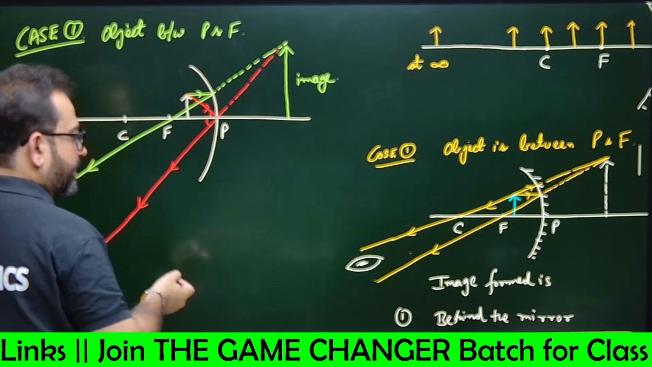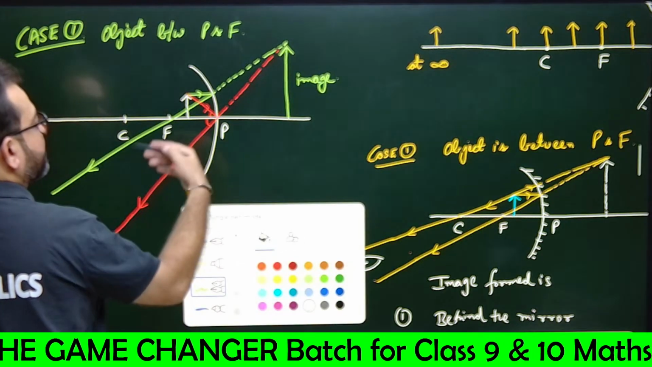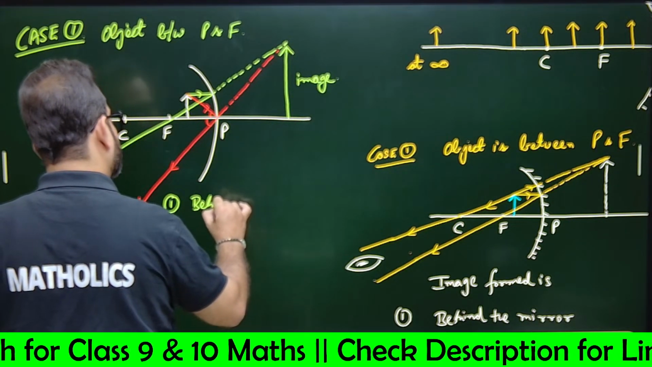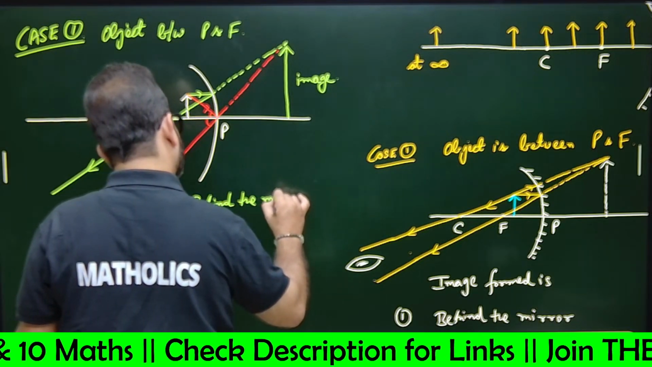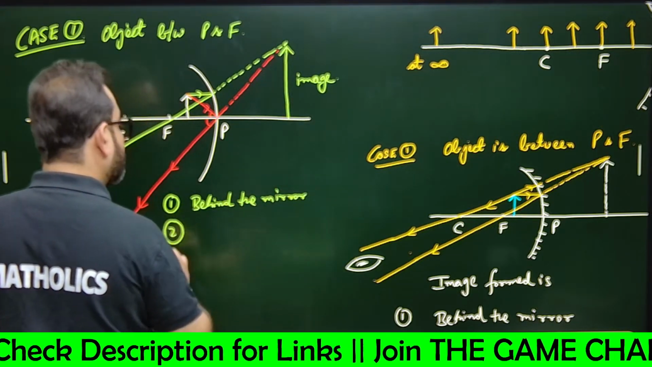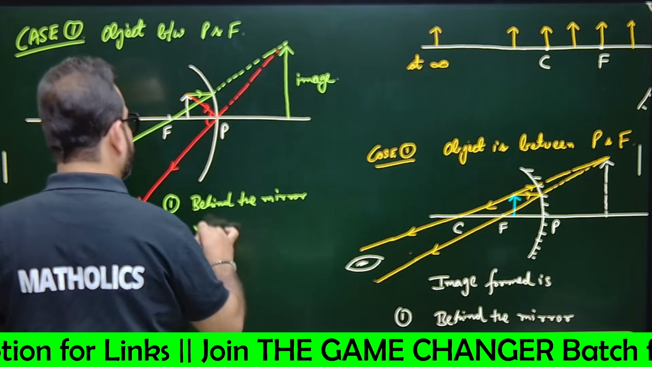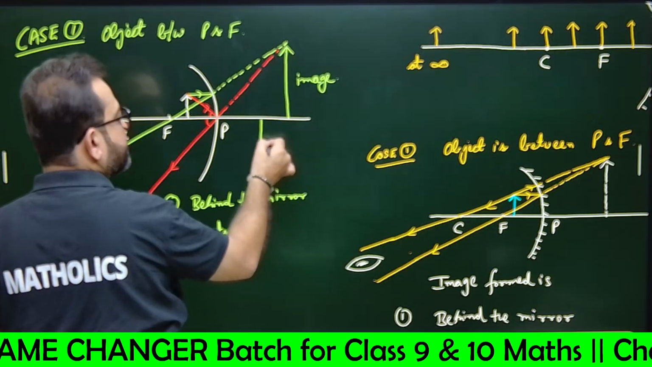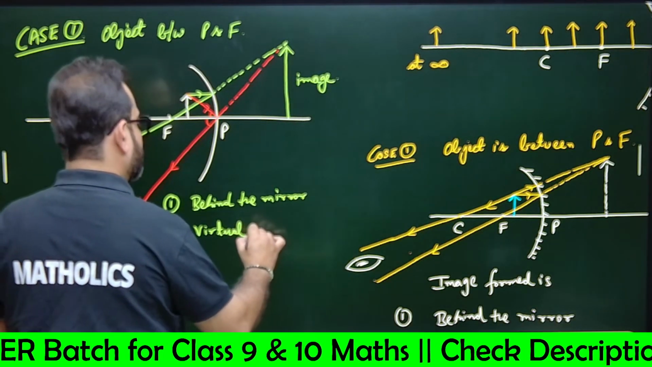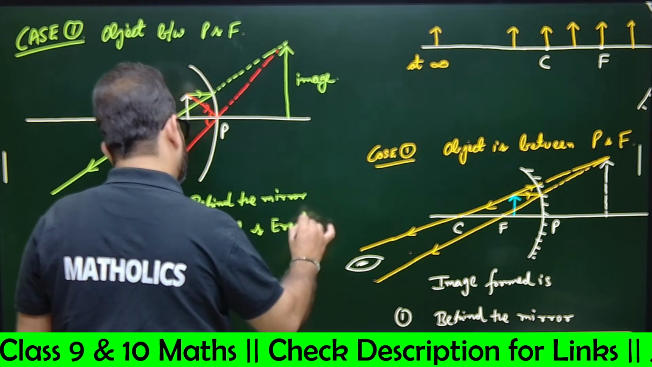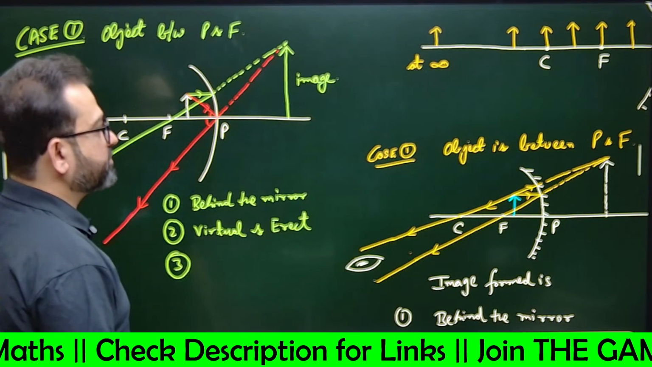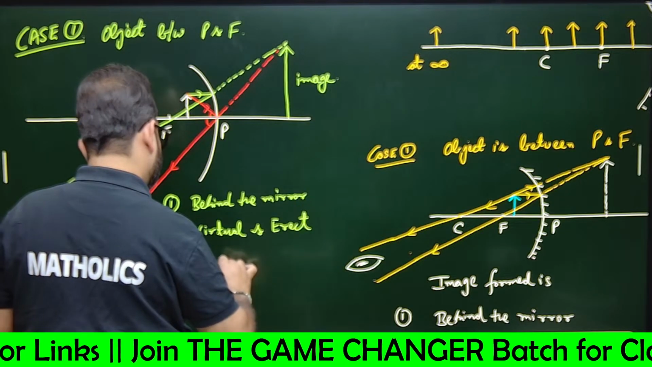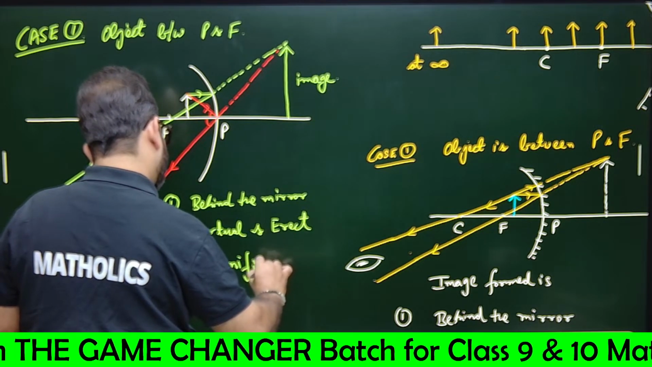Again, you see this thing very clearly that this image is formed, it is behind the mirror. Yes or no? Behind the mirror. Second point, what kind of image is it? It is virtual and erect. Erect means upright. Like this. This is erect, and if it is downwards, it is inverted. Okay. Virtual and erect. And third point, is it larger or smaller than the object? Object is this much, image is this much. So this is magnified, or larger than the object.